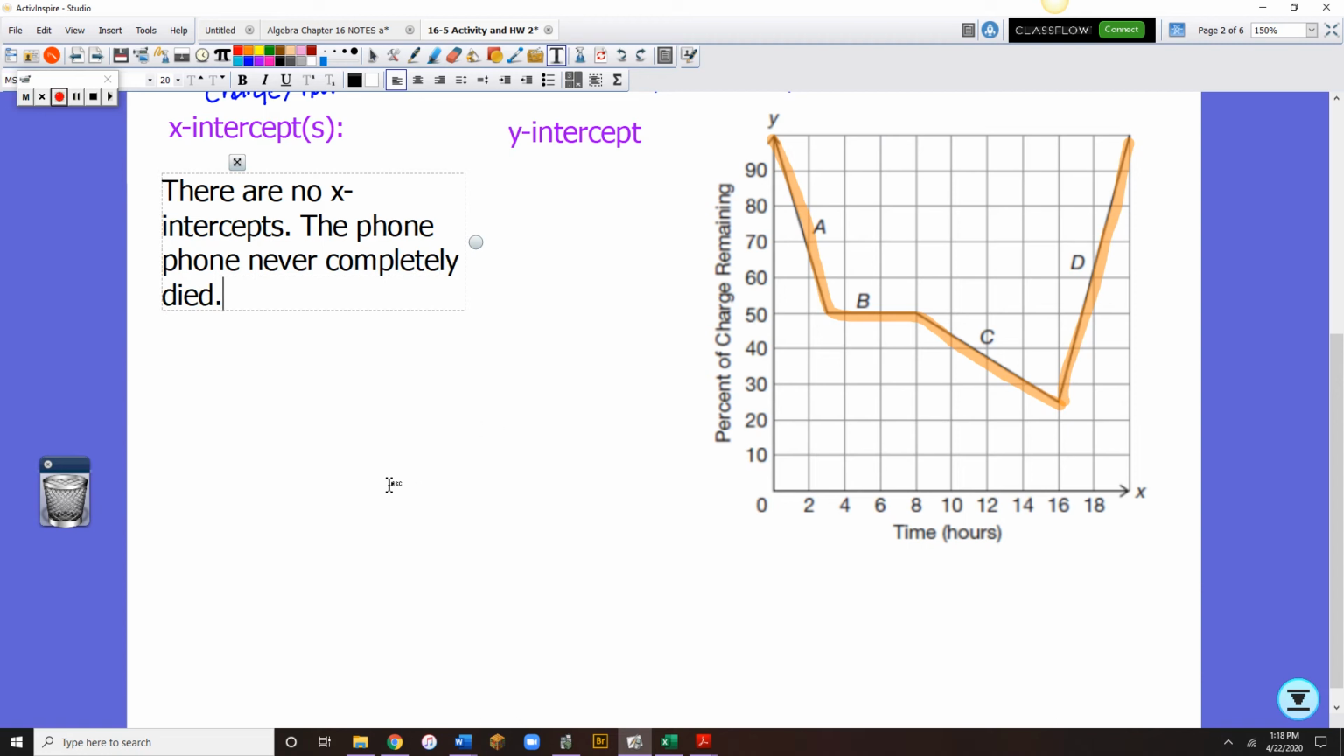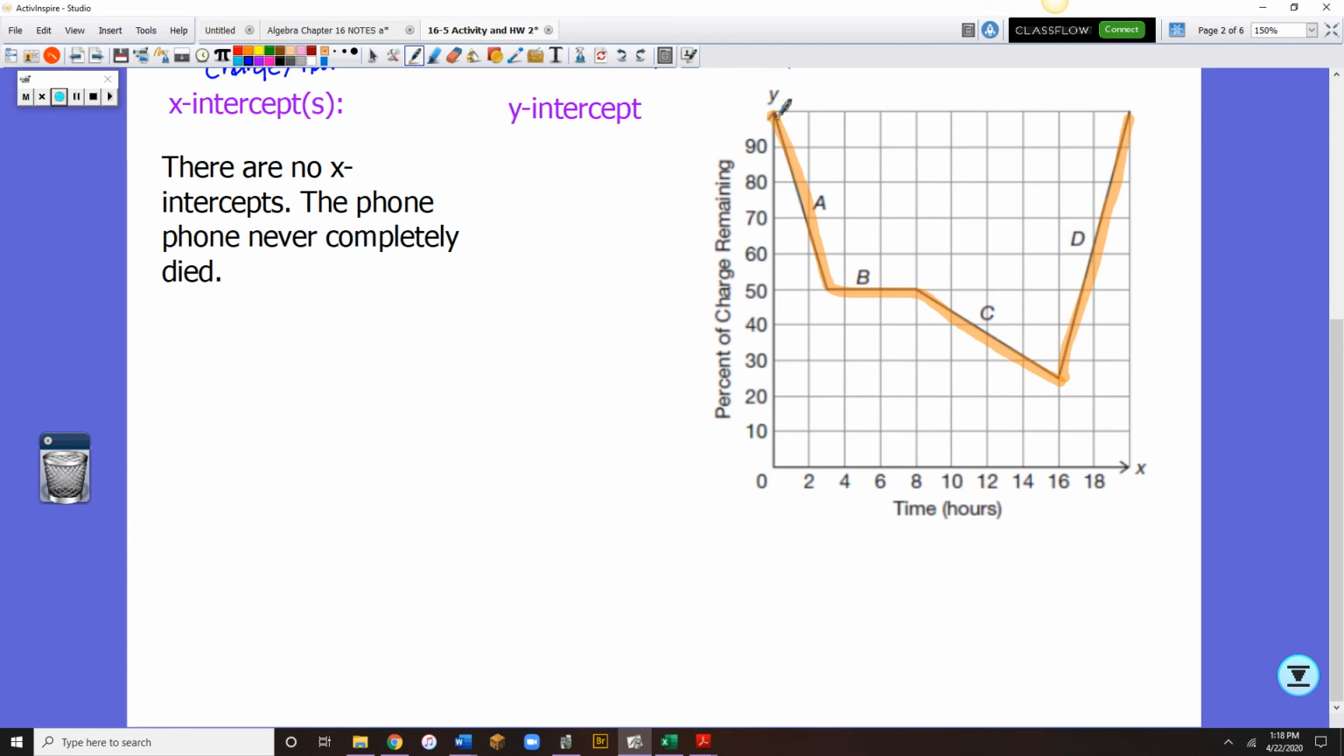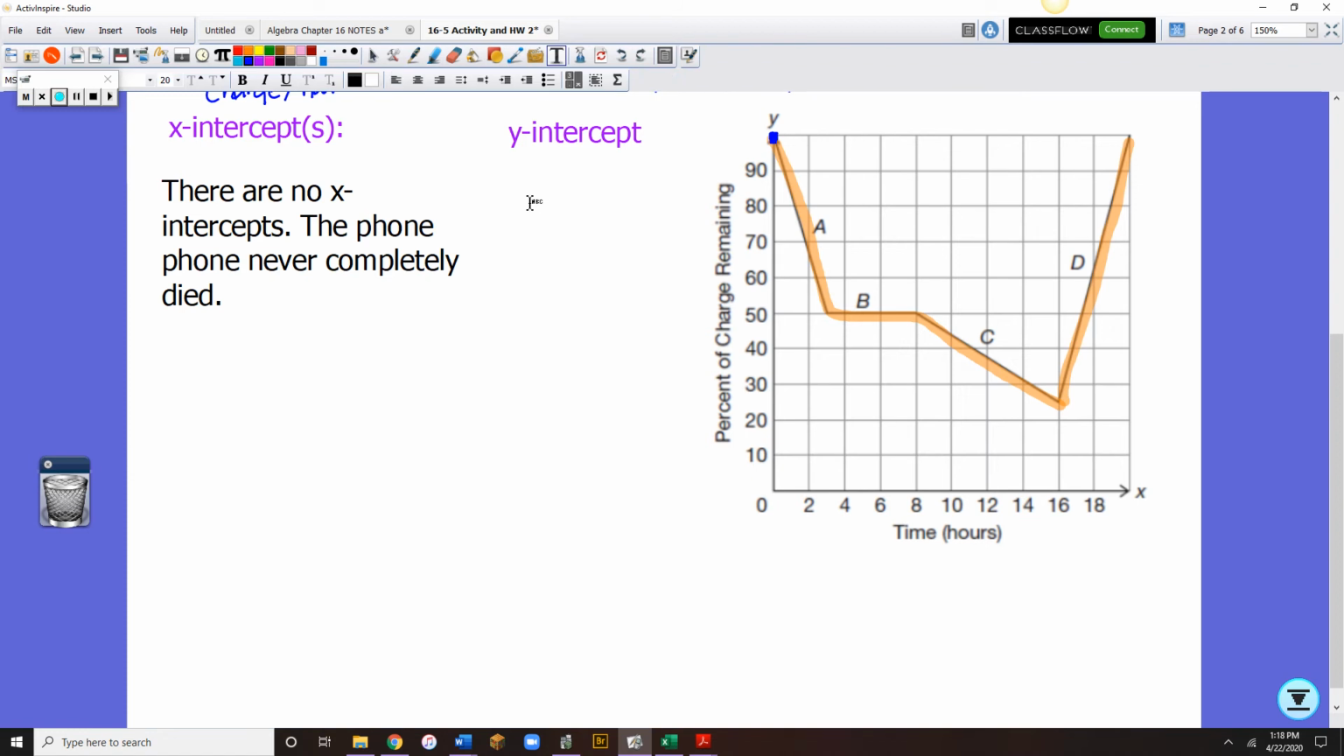The y-intercept is right here. The y-intercept is at (0, 100). And that's telling us that the phone started with a full charge.